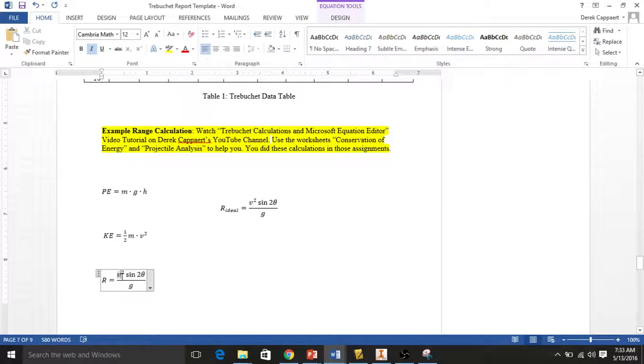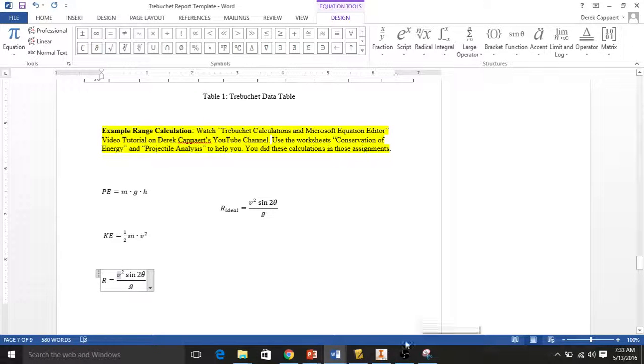So you're just going to step through for the casual reader how you calculated all these different things. It's not that big a deal. And with this equation editor, let me know if you need help. But it's a really nice tool to be able to use.